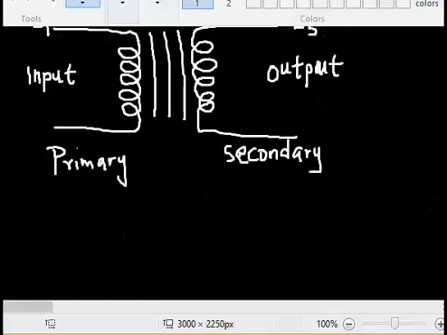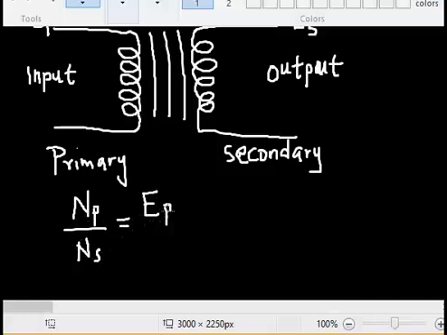So we can create a ratio. The ratio says that NP over NS is equal to the EMF of the primary divided by the EMF of the secondary. So it's a ratio: number of turns of the primary over number of turns of the secondary is equal to EMF of the primary divided by EMF of the secondary. This is the transformer equation.